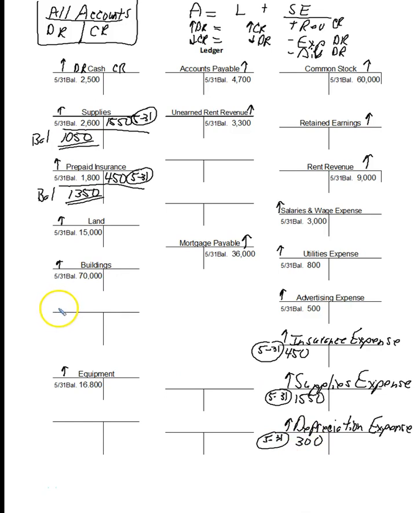I don't have the accumulated depreciation account. I'm just going to abbreviate it because it's such a long account name. Accumulated depreciation building. Remember, it's a contra asset, so it's got the opposite. It goes up with credits. I'm going to post my $300 credit there. So I have a debit to depreciation expense, credit to accumulated depreciation building.